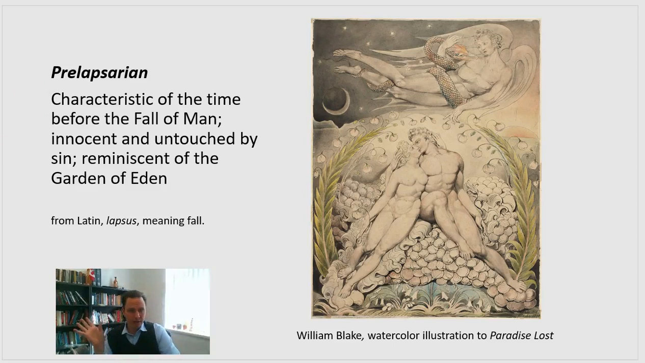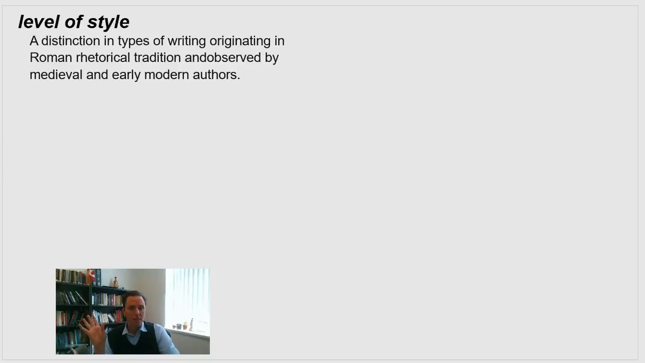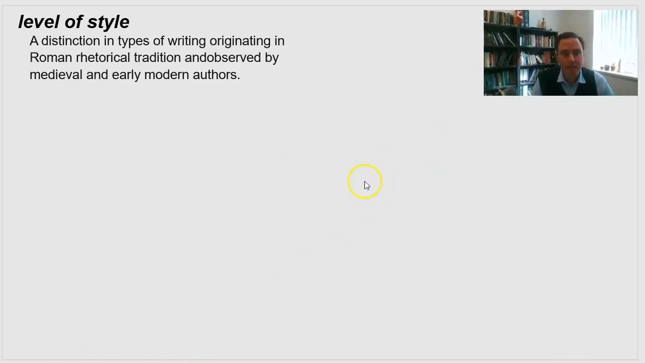Final concept, or group of concepts, and this is less about theology, and this brings us back to literary style, is this concept of levels of style. This is a distinction in types of writing originating in the Roman rhetorical tradition and observed by medieval and early modern authors. Not romantic authors, not modern authors, but in the period of history when rhetoric was still at the heart of literary education. It was taught that the way that you wrote had to suit the kind of thing that you were writing. And there were 3 levels of style, as we already talked about: low, medium, and high.